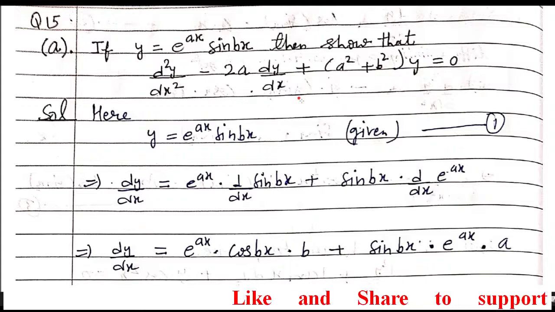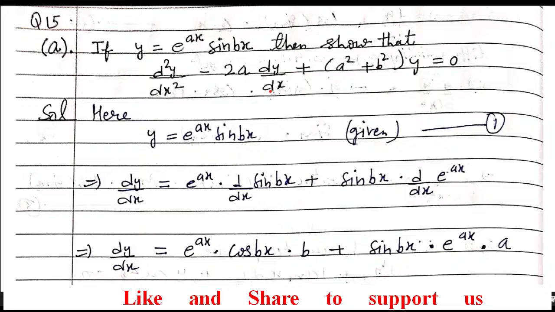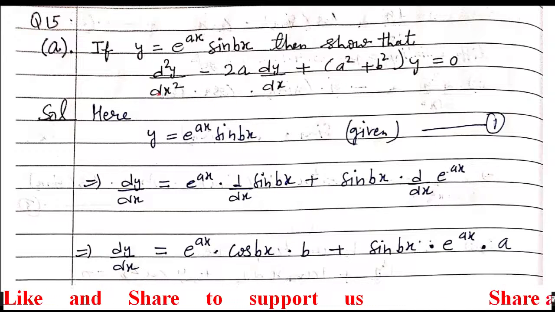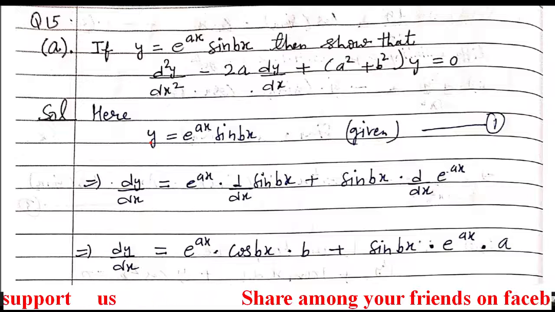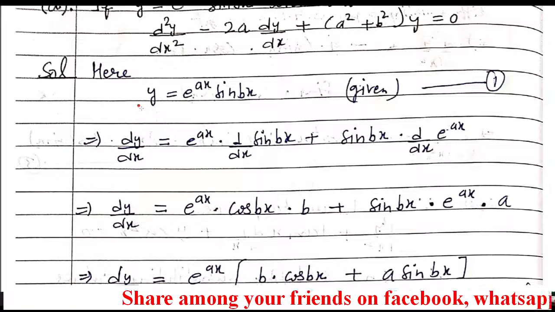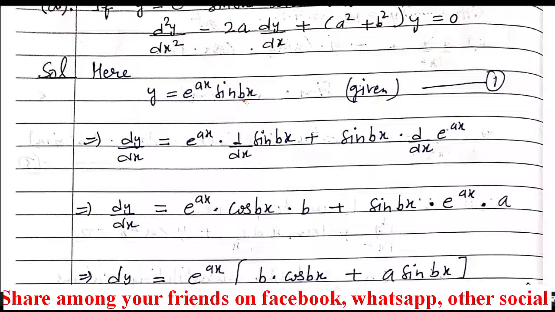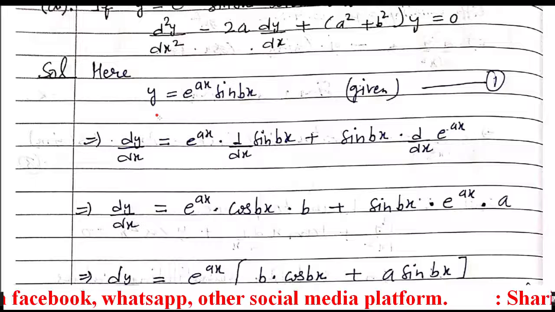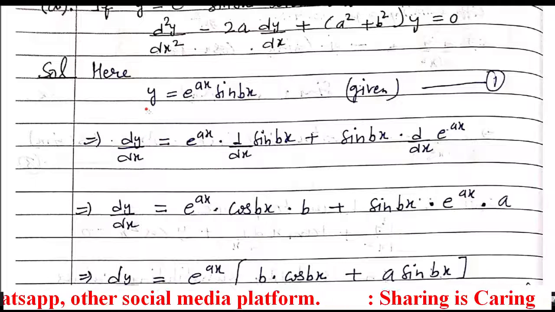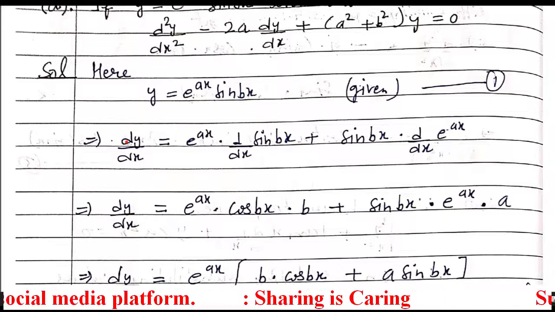So the conclusion is, first we have to find out dy over dx, and then we have to find out d square y over dx square. So we'll proceed with the solution. Here first I wrote what y is given to us. Now since we want dy over dx, we have to differentiate the given function with respect to x. That's why here I obtained dy over dx.